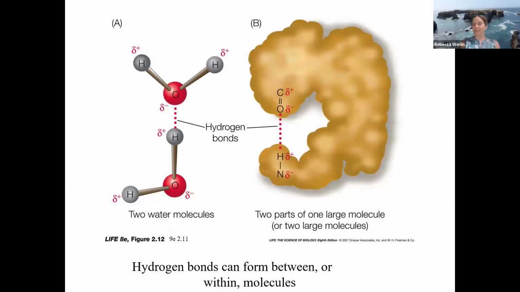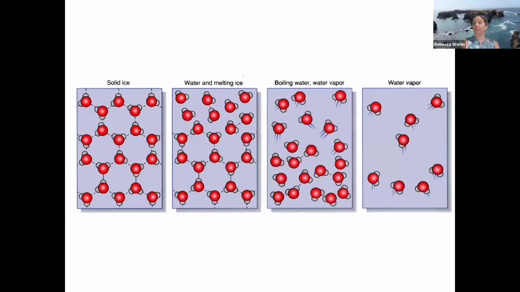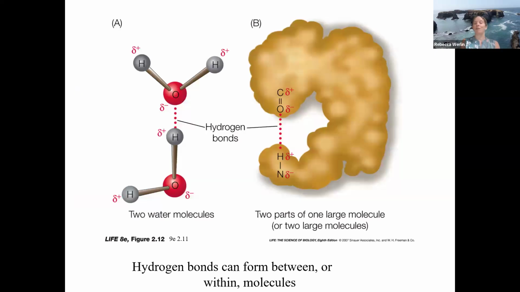So hydrogen bonds, as we've just seen, can form between different molecules. So the partially negatively charged oxygen is attractive to the partially positively charged hydrogen on different molecules between two water molecules. But we also see hydrogen bonds all the time in larger molecules. So that orange blob there is a protein. And proteins are held together in part by hydrogen bonds. The partially positively charged hydrogen is attracted to a partially negatively charged atom in the same molecule.